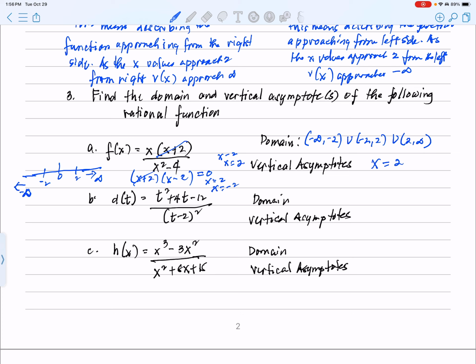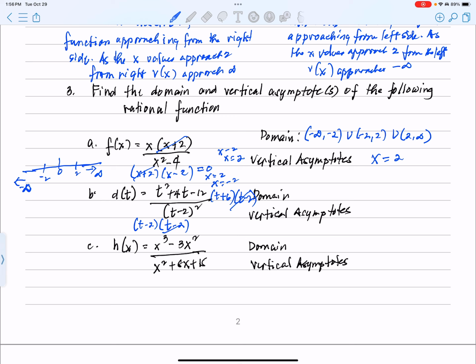All right. B, g of t is t squared plus 4t minus 12 over t minus 2 squared. So if we try to factor the denominator, we have t minus 2 and t minus 2, multiplicity of 2. Well, the numerator, we'll try to factor it. The factors of 12 are t plus 6 and t minus 2. So we can see a hole at t equals 2. There's a hole. But there is t minus 2 still in the denominator. So there is no hole.